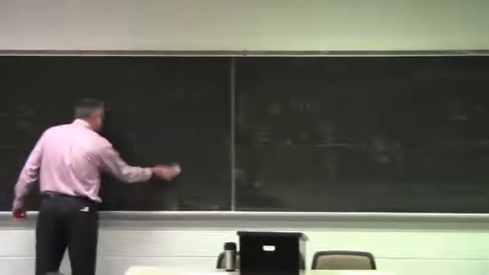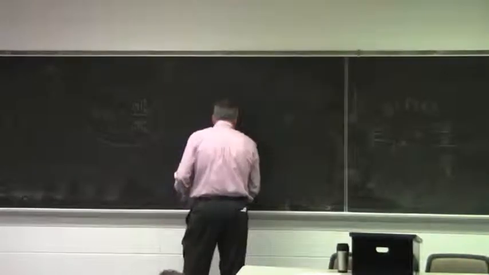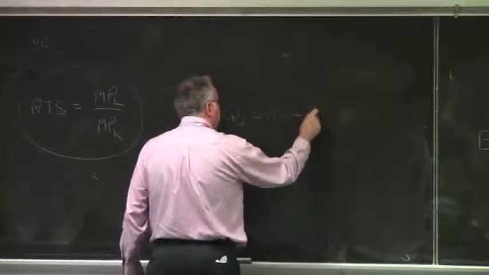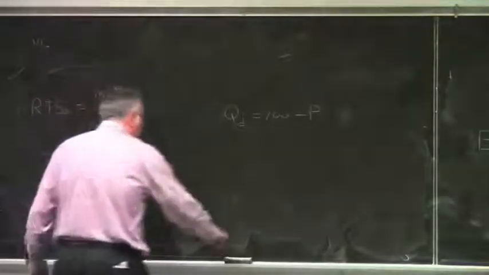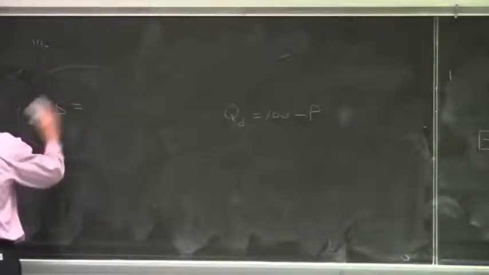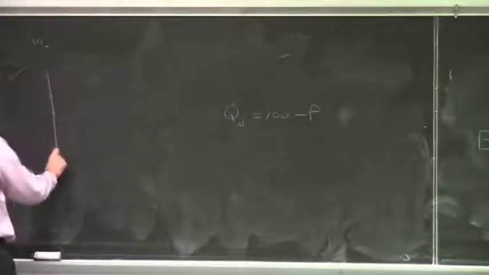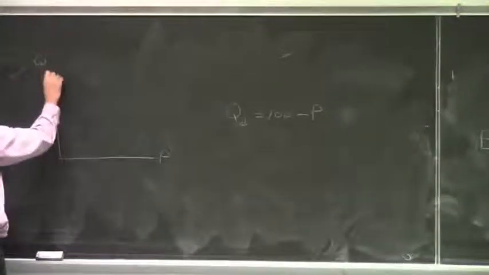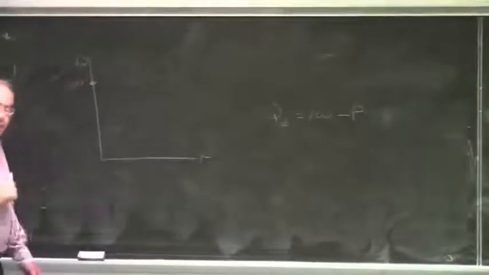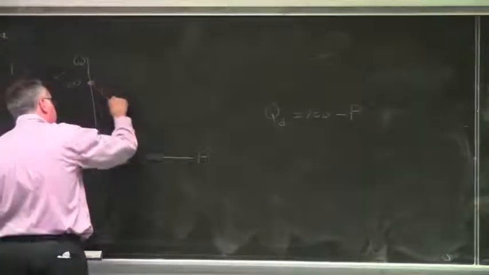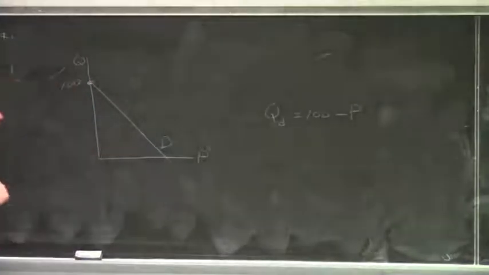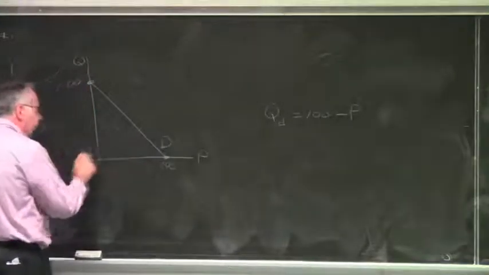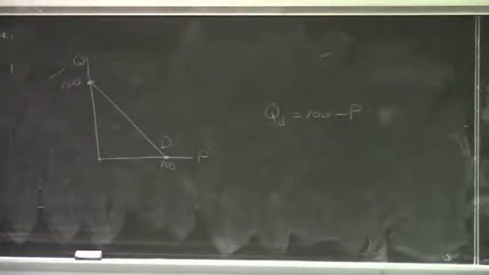Let me give you a mathematical example. Suppose we have a linear demand curve. Quantity demanded is equal to 100 minus P. If we were to graph this demand curve, it would look like this. Now let me graph it with Q on the vertical axis and P on the horizontal axis. Vertical intercept is 100. Has a slope of -1. So the demand curve looks like this. It would cross the horizontal axis at 100. If the price were 100, quantity demanded would be 0. So our demand curve looks like that.